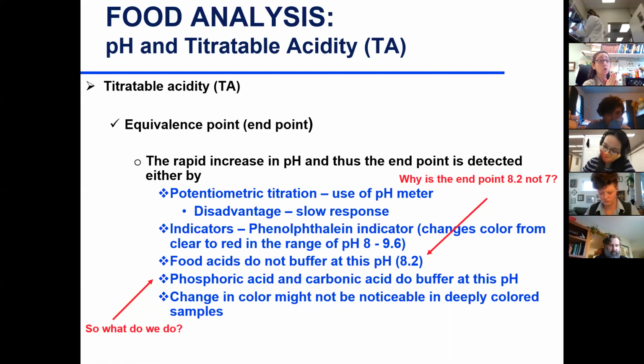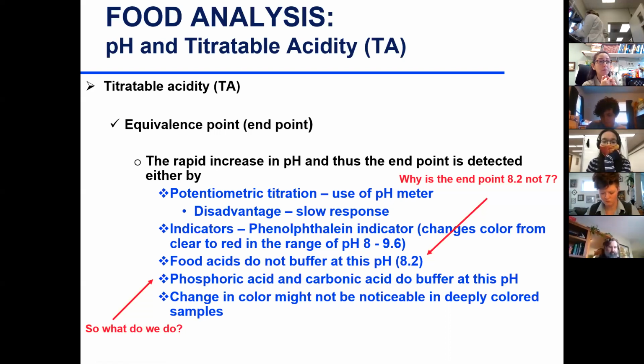In this case, we don't use an indicator because we know that the color is not going to be stable and we might overshoot. In this case, we just use a pH meter and we just monitor when we have a sharp increase in pH. We know that that's where we reach the end of the titration. Same when we have a beverage or a food sample that has a color, like deep color.